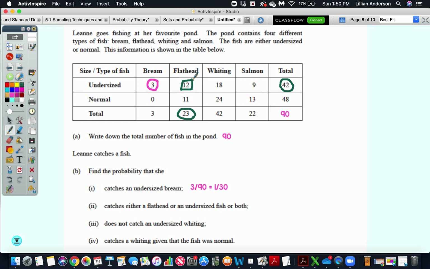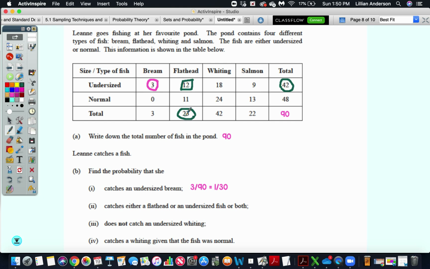Now do realize that if you were to add 23 and 42 together, you've actually counted these 12 twice. And so when you think about the combined events rule, when you take the probability of one plus the probability of the other, you have to subtract the overlap, because you are adding both of those types twice, so "or" together.